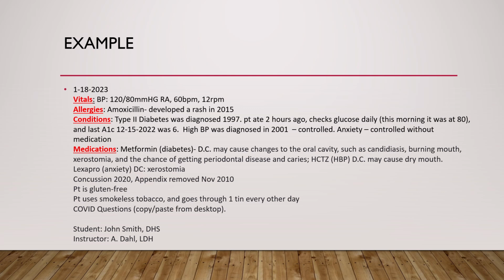The patient was also diagnosed with high blood pressure in 2001, and it's controlled. Patient also states they have anxiety, and it's controlled without medication. So we have a really good understanding of what's going on with the patient's systemic issues. Then we go into medications. The patient is on metformin. They're taking the metformin for the diabetes.